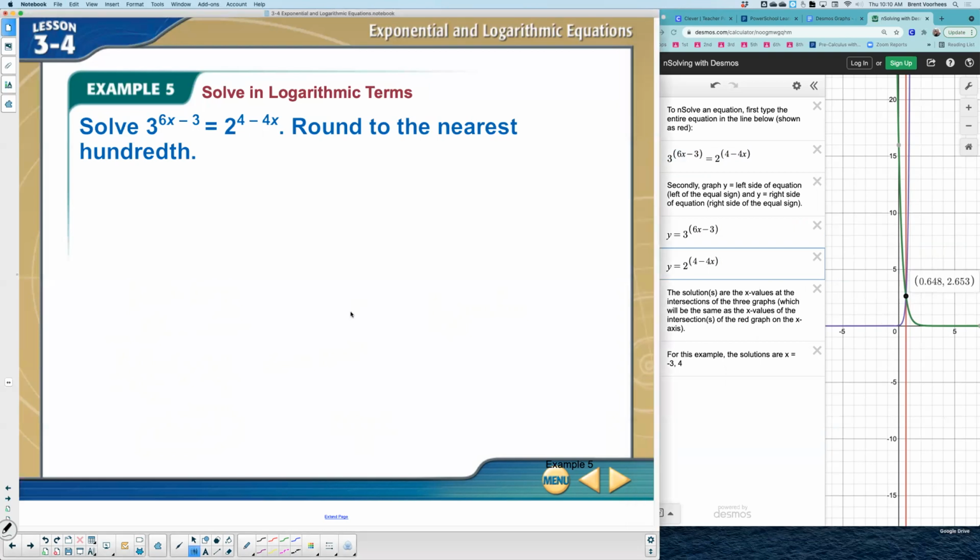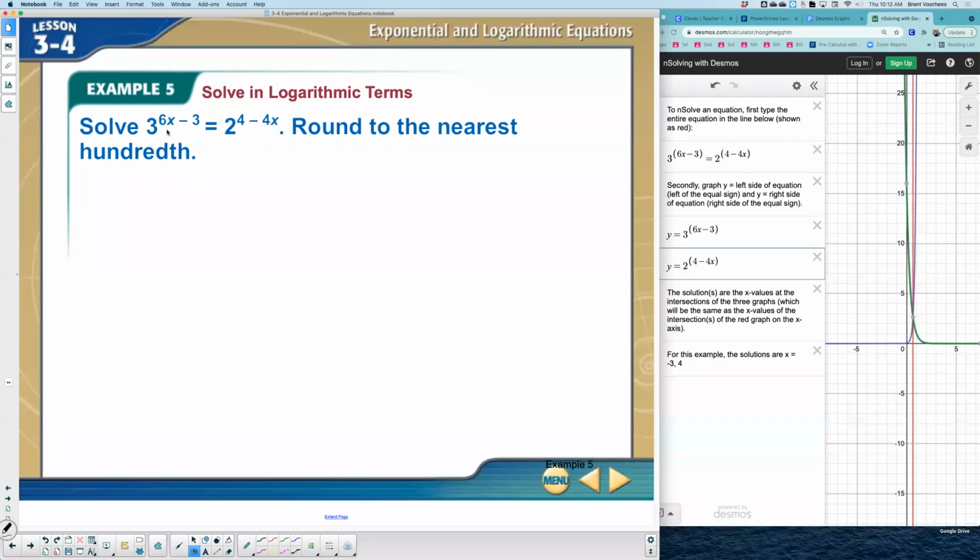Now, if you want to do this by hand, here's how we have to do this. It's a little trickier here. But what I'm going to do is convert this to a logarithm. Since I don't have a common base, and since both of these are exponential and isolated, I'm going to convert this to a log. Now what's tricky is I have to pick one of these to be a base. I'm just going to pick 3 to be my base. And if I choose 3 to be my base, that 6x minus 3 is going to be my power. And I'm going to treat this over here as my number.